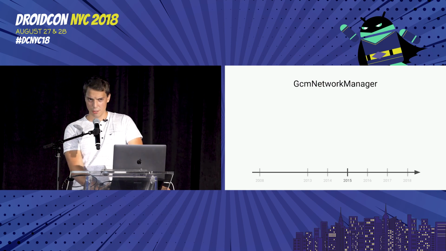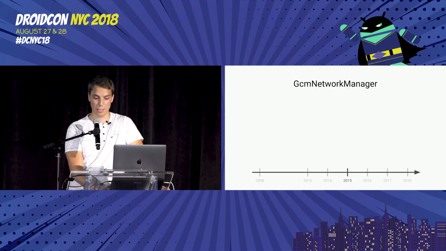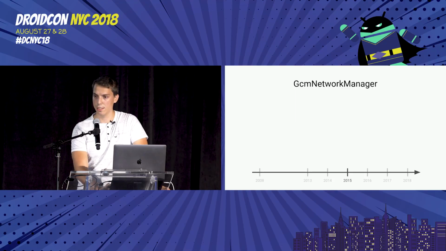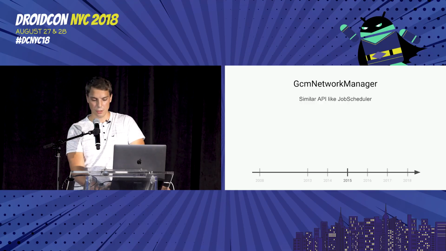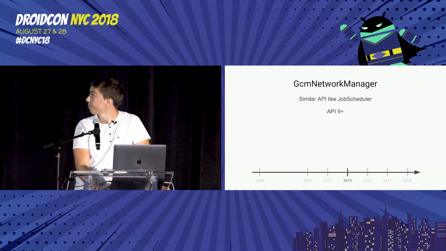The same year, I think it was, they released the GCM Network Manager, and this class was poorly named. It implies that it's only running with Google Cloud Messaging, but that's not true. It's really just a job scheduling engine, similar to Job Scheduler. And it's actually really nice to use. It has a little bit better API, and it works nicely. The cool thing about it is also that it runs on all devices out there, basically API 9.